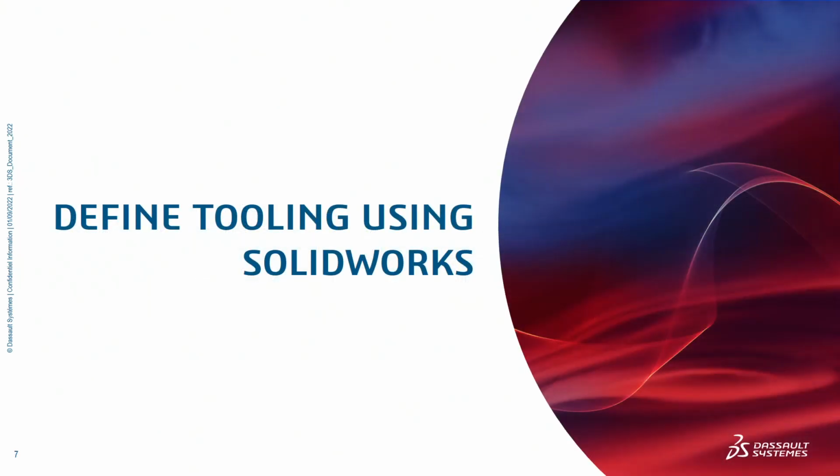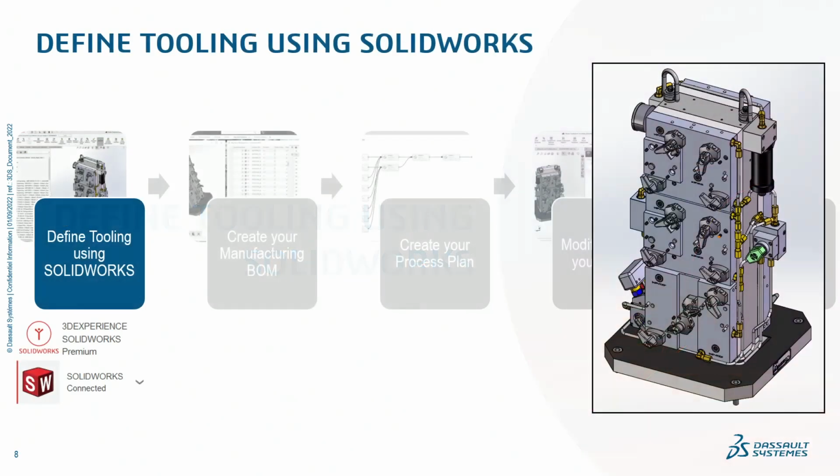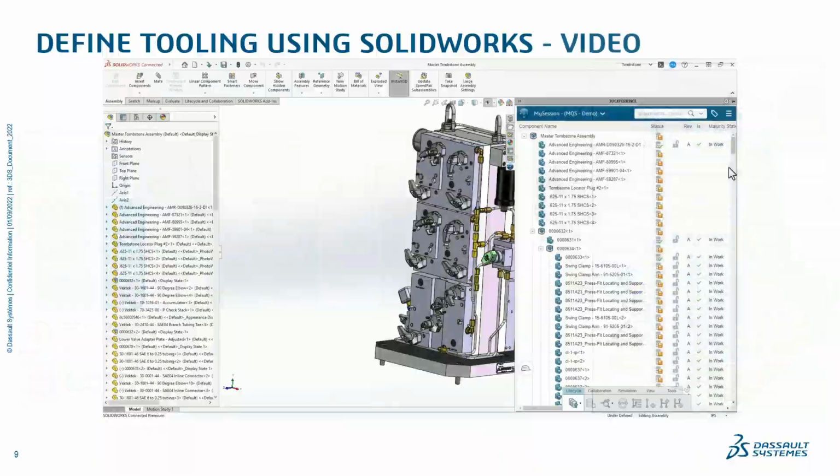So first step, define your tooling using SOLIDWORKS. I'm not going to get into here's the step-by-step process of this, but rather show you how you're able to connect to the 3D Experience platform in order to use SOLIDWORKS. So step 1, there's a picture of our product, and I'm using the SOLIDWORKS Connected app. So not the connector, but the connected. You have the same functionality as your typical SOLIDWORKS desktop. Your data is just going to be managed in the cloud.